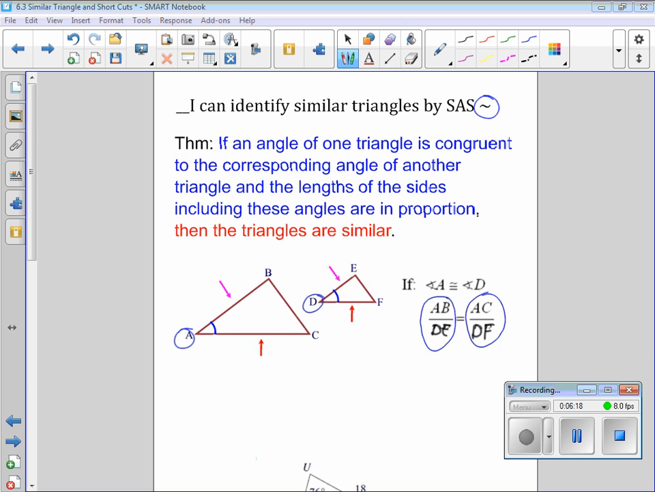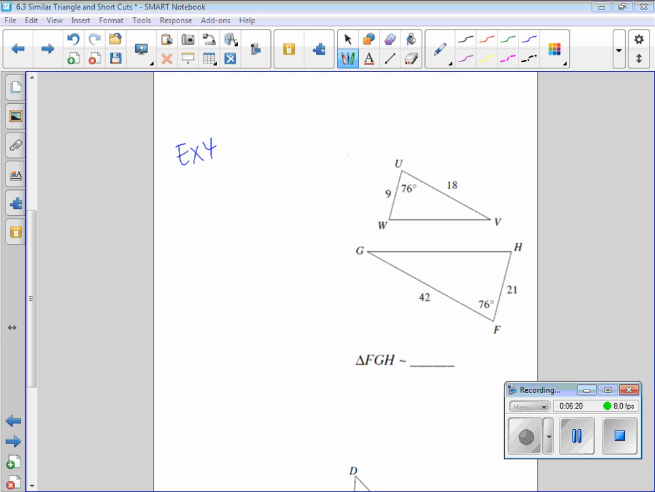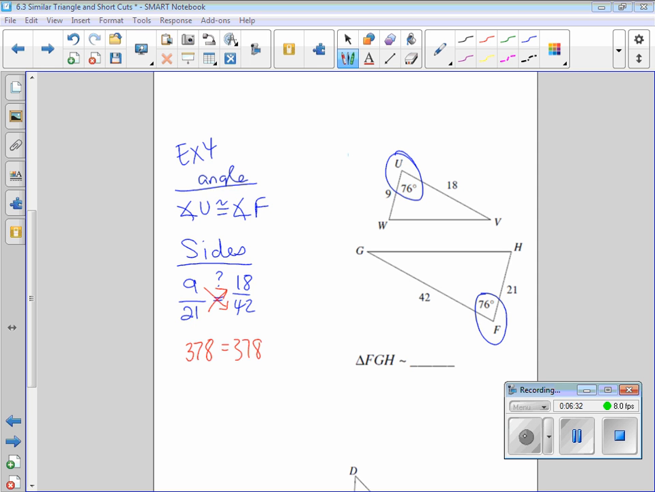Let's see if we can use this in a real problem. So I suspect this is a side angle side problem. So what I'm going to do is first check to see that I have a pair of angles that are congruent, and indeed I do. Now I'm going to check the sides. Sides are proportionate. Okay, so you might be asking, how did I know to take 9 and relate it to 21? Well, we talked about this in class. The smaller side is going to go with the smaller side, and the medium side goes with the medium side, large side goes with large side.